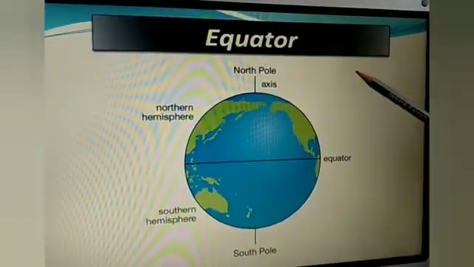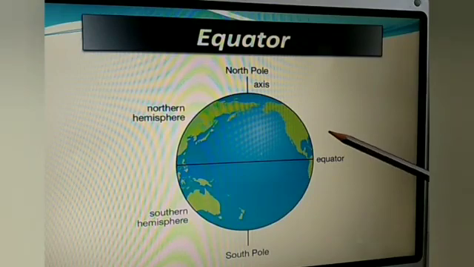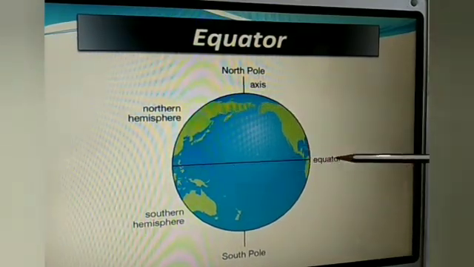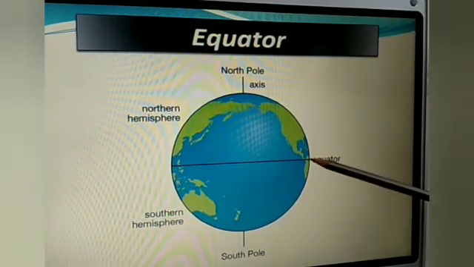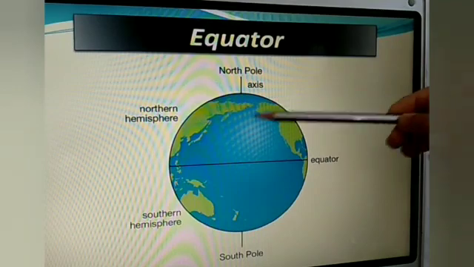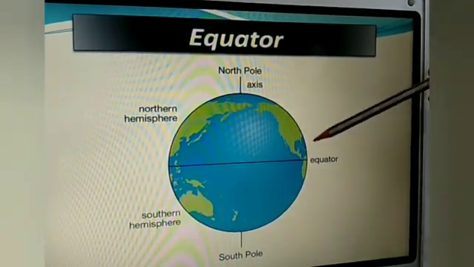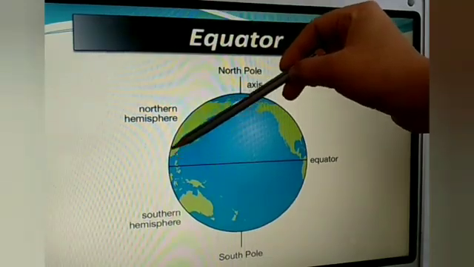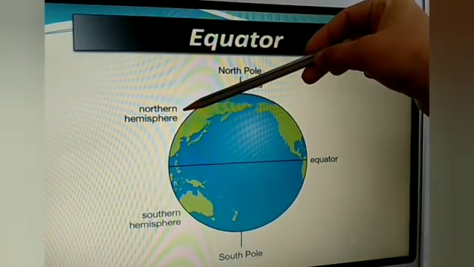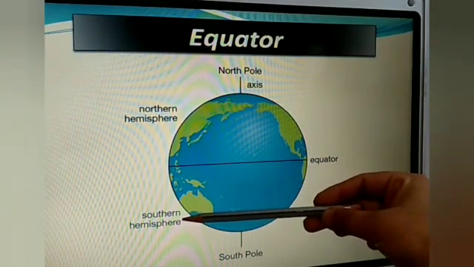We can understand this equator by this picture also. Now you see, equator is the middle line. It is an imaginary line which divides the earth into two equal parts. Above portion is called northern hemisphere and below portion is known as southern hemisphere.